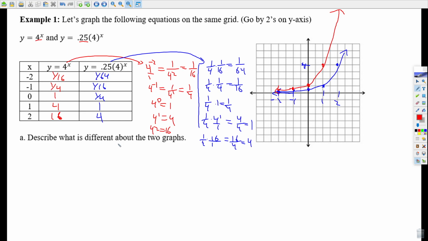So what's different about the two graphs? Well, we could say a couple of things, like clearly this blue one is going to be underneath. It doesn't grow as fast, right? This number out front made it go a little bit slower. So we can say the 0.25 makes the graph grow at a slower rate. Slower rate?